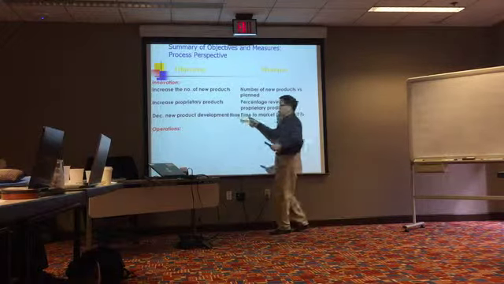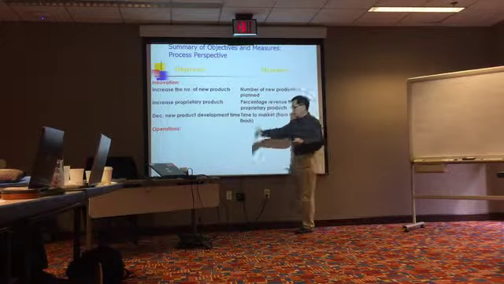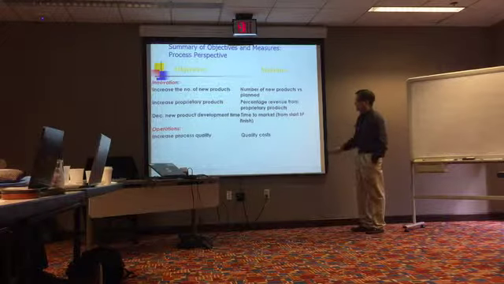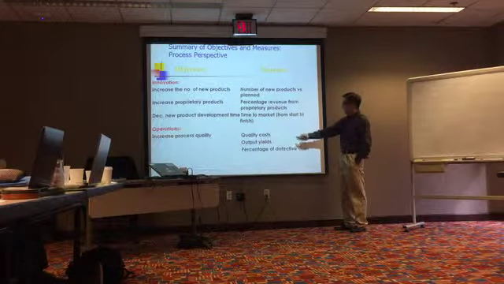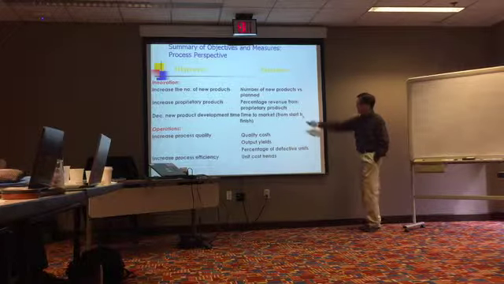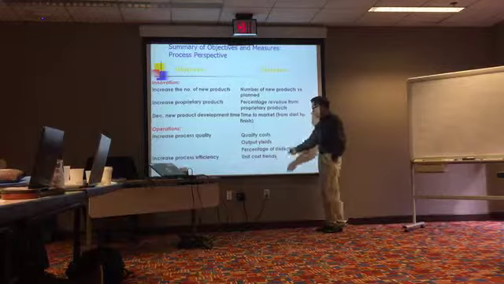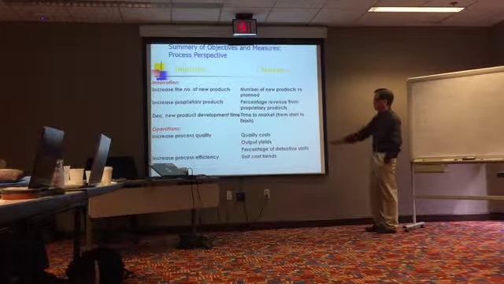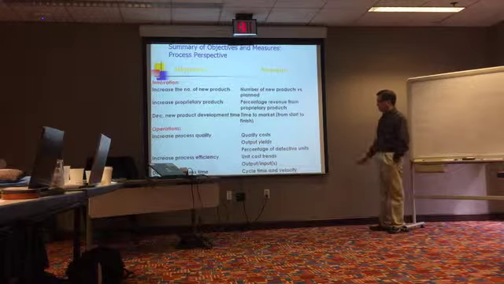New product development time. Use the manufacturing, marketing, all this time. Increase efficiency that way. Operations, quality cost, and output, percentage of defective units. Increase process efficiency, unit cost trend. You have to keep following unit cost over time to see whether you have efficiency, output over cycle time and velocity.